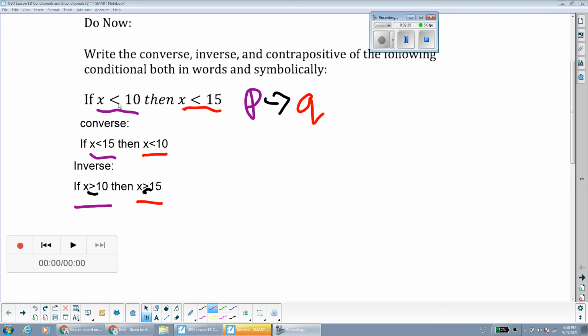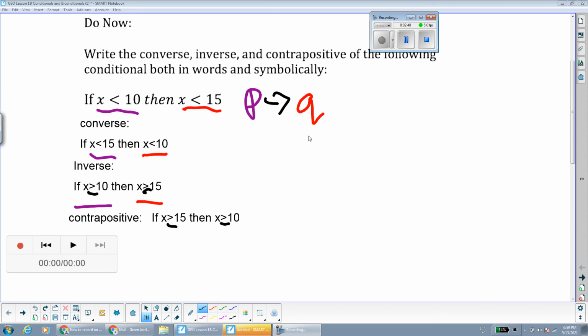In the original, we have a less than sign. Now in the inverse, we have a greater than or equal to sign. It was flipped. In the original conditional, the conclusion was a less than sign as well, and now it's also a greater than or equal to sign in the inverse.